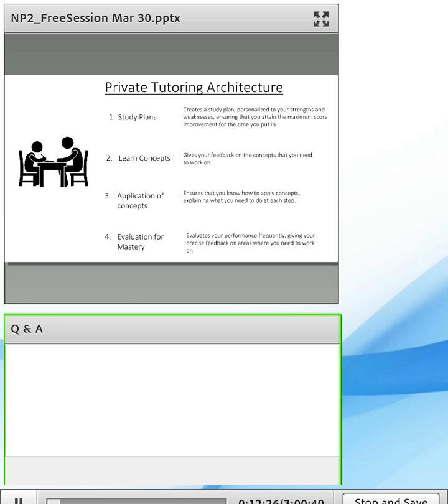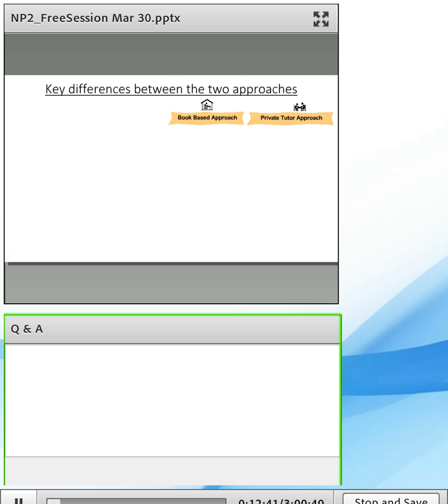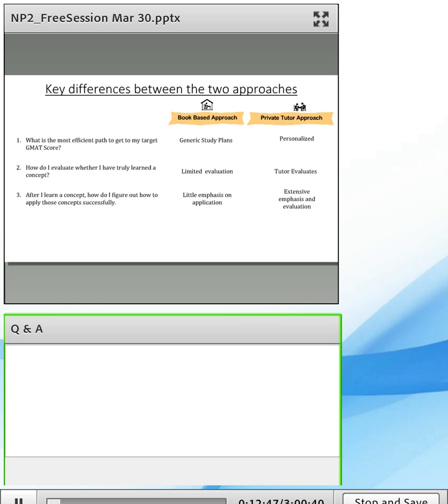And while you're solving problems, a private tutor would constantly evaluate your extent of mastery and give you feedback on the key areas that you still need to work on. If you've improved well enough, the private tutor will tell you when to move from one topic to the other. So what's the difference between these two architectures? While you're learning the same content, and both approaches help you ace the GMAT, a private tutor-based approach is a lot more personalized, from the study plans to the feedback, and the focus on learning is on areas where you'd benefit the most.